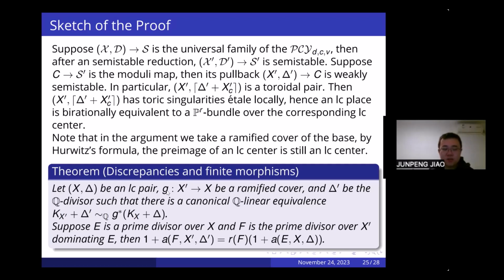The following theorem tells about the discrepancies and finite morphisms. Given an LC pair and a ramified cover, let Δ' be a Q-divisor such that there is a canonical linear equivalence class. Suppose E is a prime divisor over X and F is a prime divisor over X' dominant in E. Then the log discrepancy of F is equal to the ramification index of F times the log discrepancy of E. In particular, if one is 0, that means if it is an LC place, then the other is also 0.